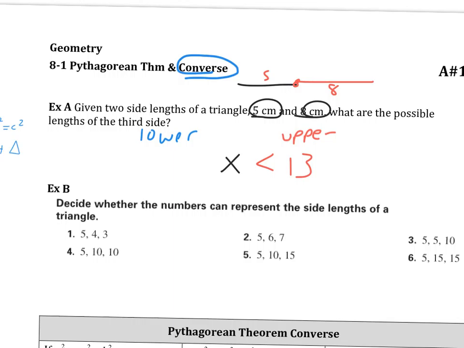Then the lower bound would be as if I closed the mouth of those two sides, and in that case, the almost lowest you get is 3. So there's an infinite number of choices. It could be 3.1, 3.01, 3.001, 3.00001, etc. However, it is bounded by 3 and 13.